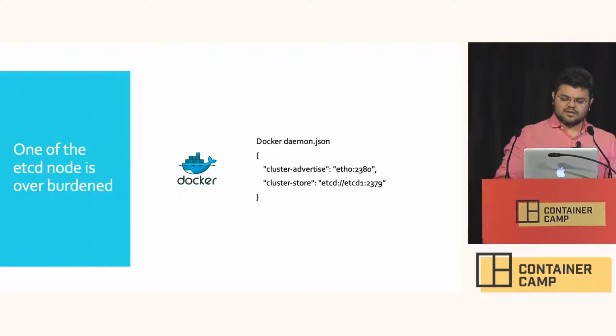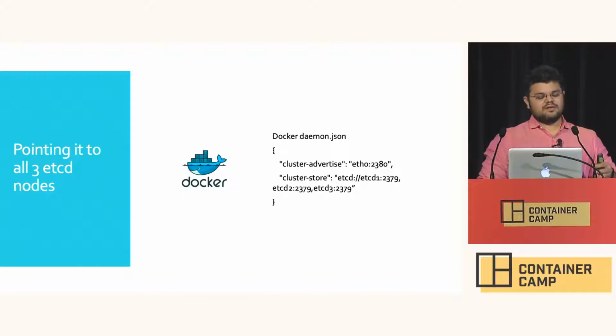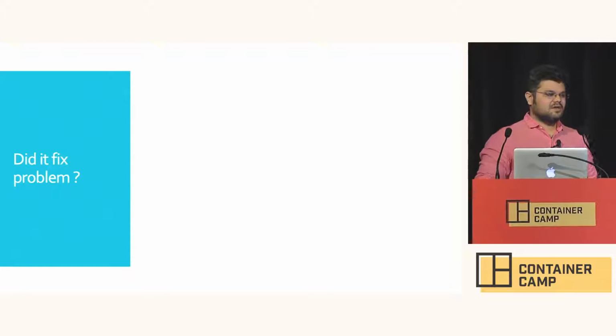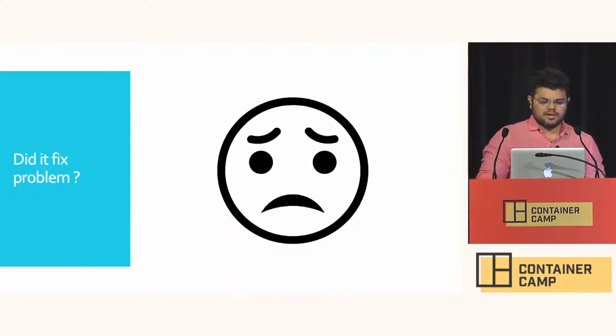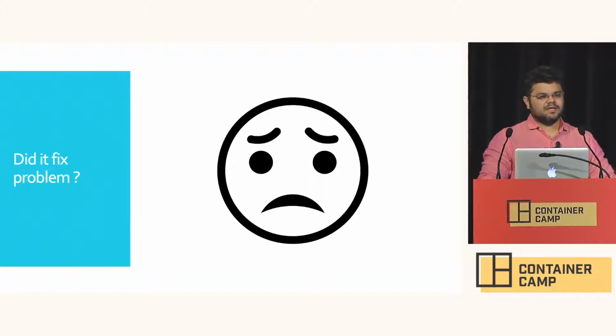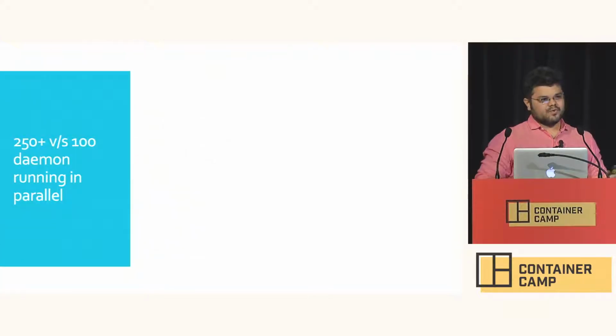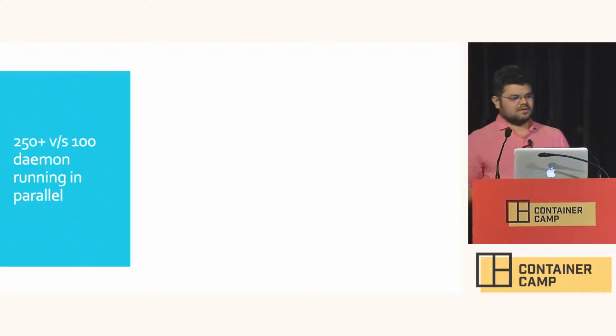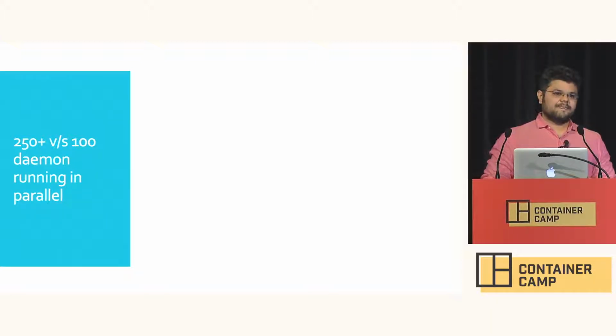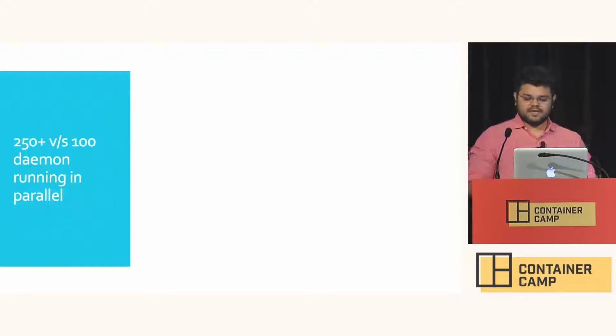So we figured out the syntax for how to point to all of the etcd nodes, and it was quite performant, but did it solve our problem? No, it did not, because there were still other causes creating a performance issue. We are now running with 250 Docker daemons. We also observed that Docker operations were slow when we started or stopped Docker, created a new network, or spawned a new container. It was taking a lot of time.